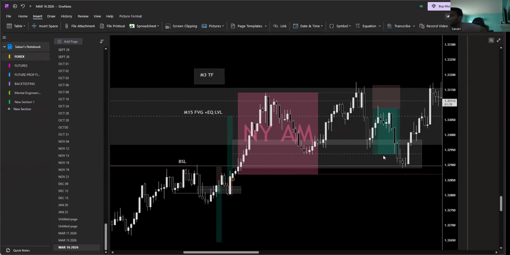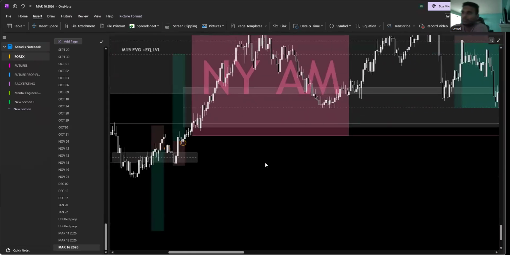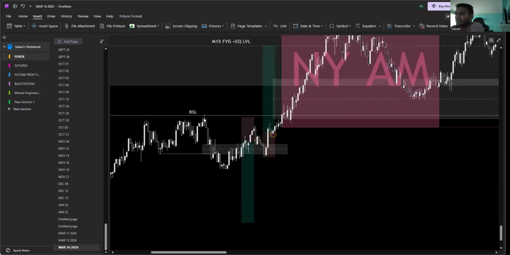So it swept, dropped slow, took this low, and we got this inversion, getting down, then higher. M1 time frame. So this is where I got confused after this sweep.